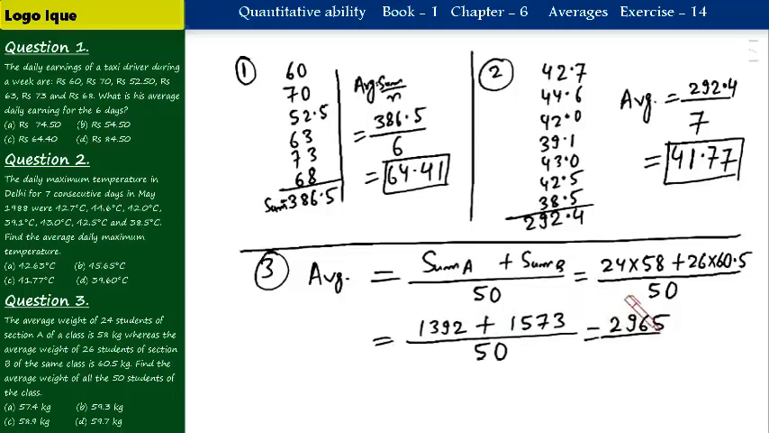So if you cancel by 5, this gives us 10 and this will give us 5, then 46. So 5 9s are 45, 15, then it is 3. So 593 upon 10. So the average weight is 59.3 kg. This is the combined average of both these sections.